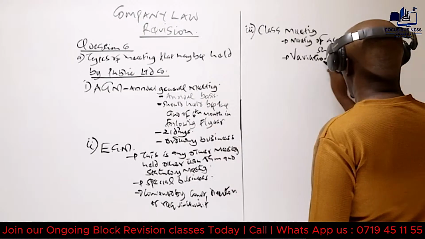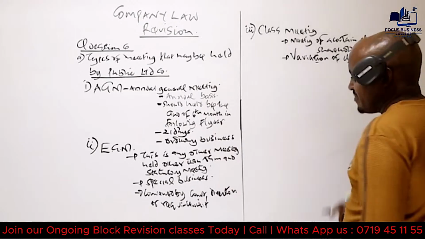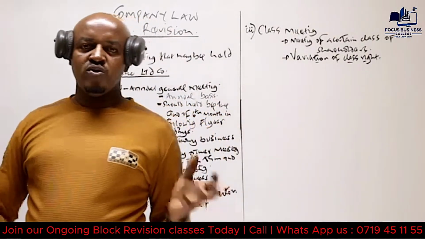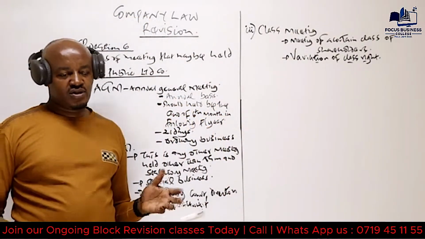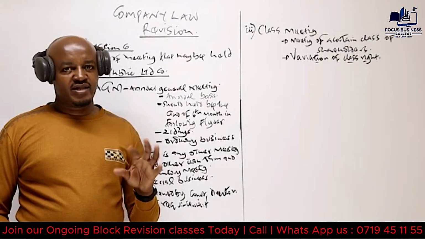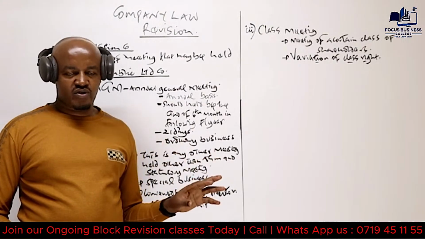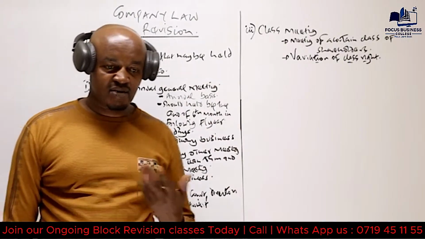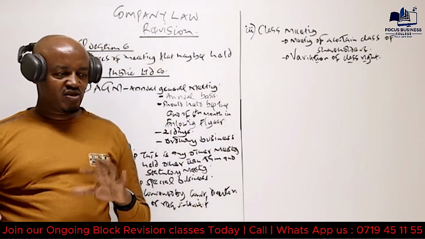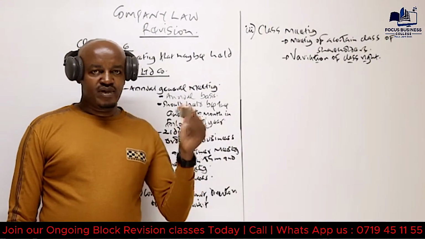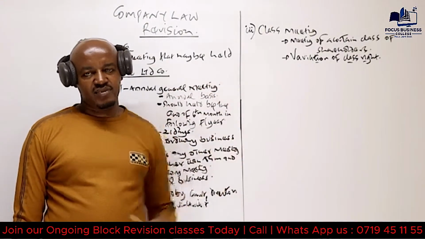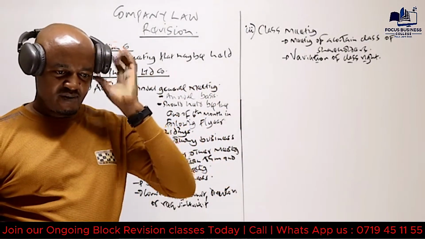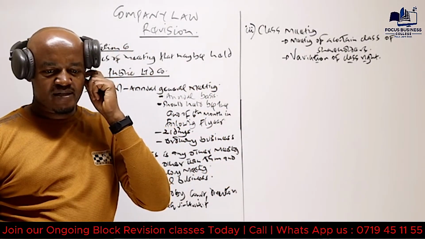When we talk about variation of class rights, it basically means this is a meeting convened by the company to approve some changes in relation to rights affecting a certain class of shareholders. If, for example, the directors are proposing that the rate of preference dividends be reduced, assuming the company currently pays 12%, the directors have proposed to reduce that rate from 12% to 10%.